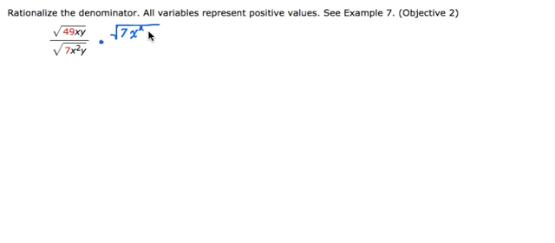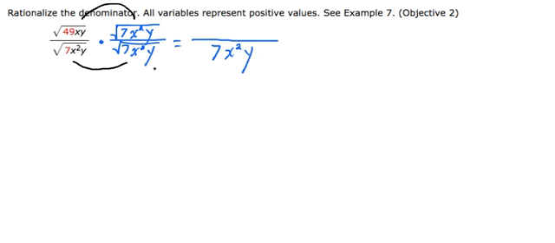So I'm going to multiply by the square root of 7x squared y over the square root of 7x squared y. Now in the denominator we have the same radical times itself. So the radicals cancel and we just have 7x squared y. Now in the numerator we have these two radicals being multiplied and we could combine them into one radical, or we can just simplify. Either way, it doesn't matter the order we do these in.